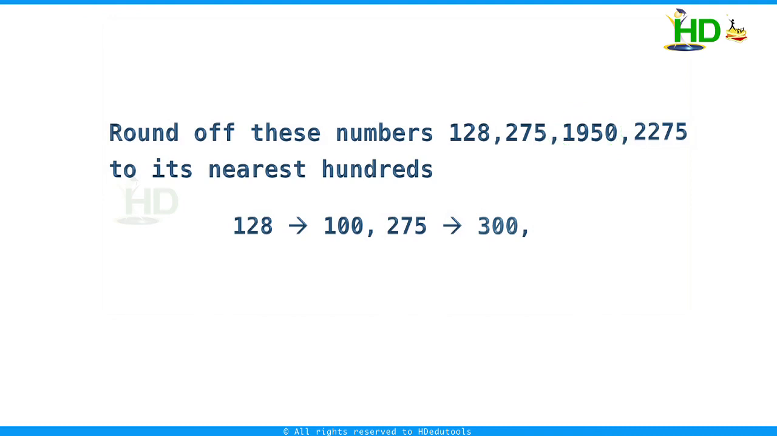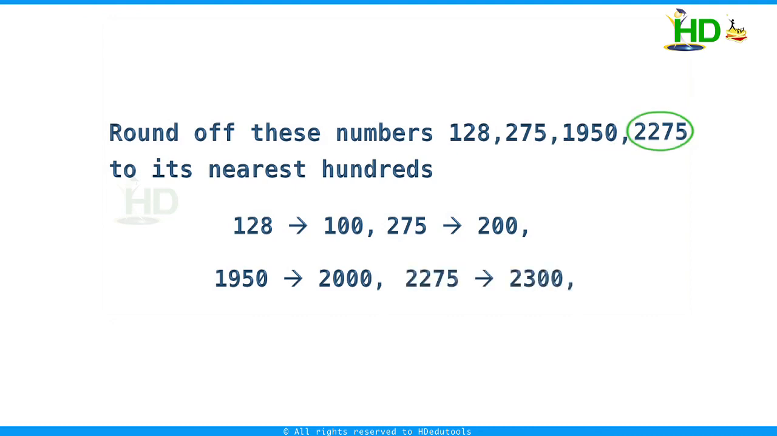1950. The nearest 100 is 2000. So we can round off this number to 2000. 2275. The nearest number is 2300. So we can round off this number to 2300. So like this we can round off any number to its nearest tens, hundreds, thousands, etc.